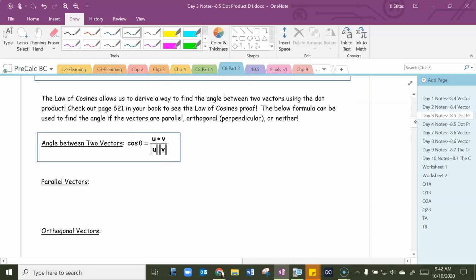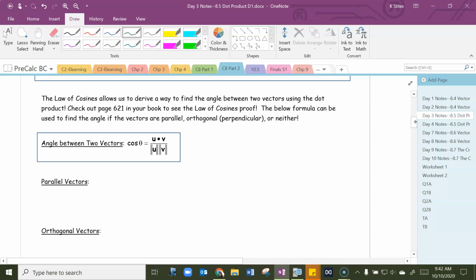You may have remembered learning about the law of cosines, and it actually allows us to derive a way to find the angle between two vectors using the dot product. If you really care why, you can check out page 621 in your book to see the law of cosines proof. But this formula can be used to find the angle between two vectors, so how far apart they are with the angle.